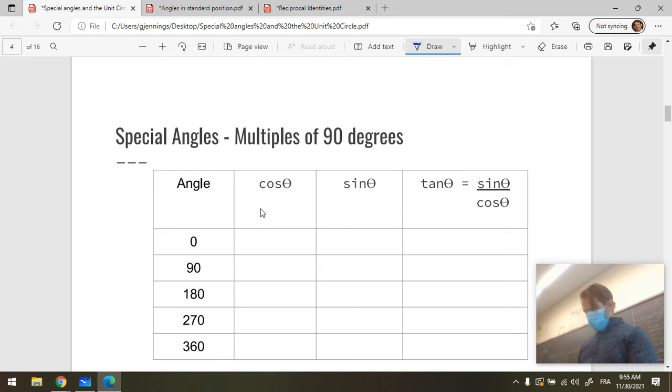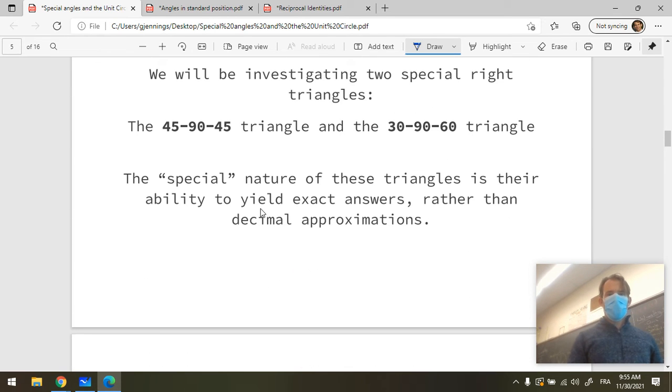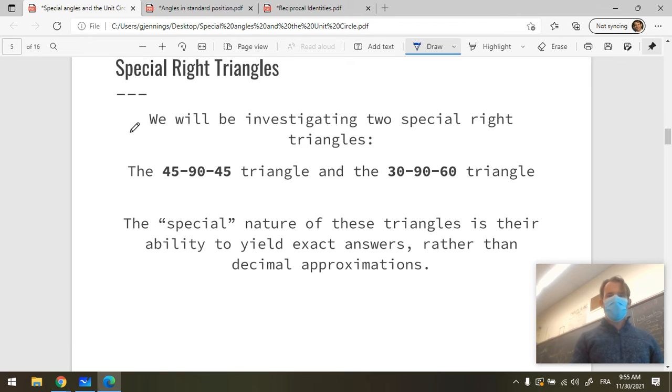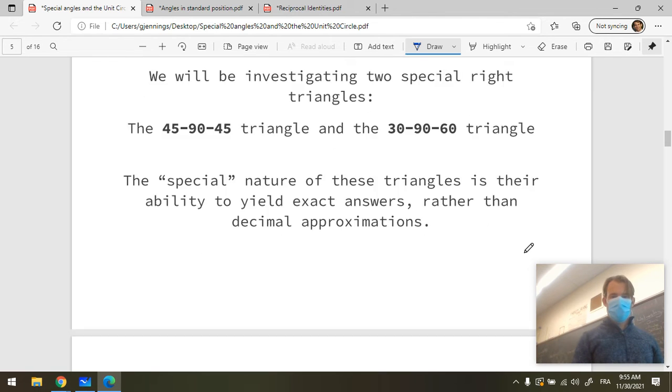And we are going to jump down here to special right triangles. So we're going to be investigating 2 of these special right triangles, the 45-90-45 triangle and the 30-90-60 triangle. And the special nature of these triangles is going to allow us to get exact answers rather than decimal approximations for the values of sine, cosine, and tangent.